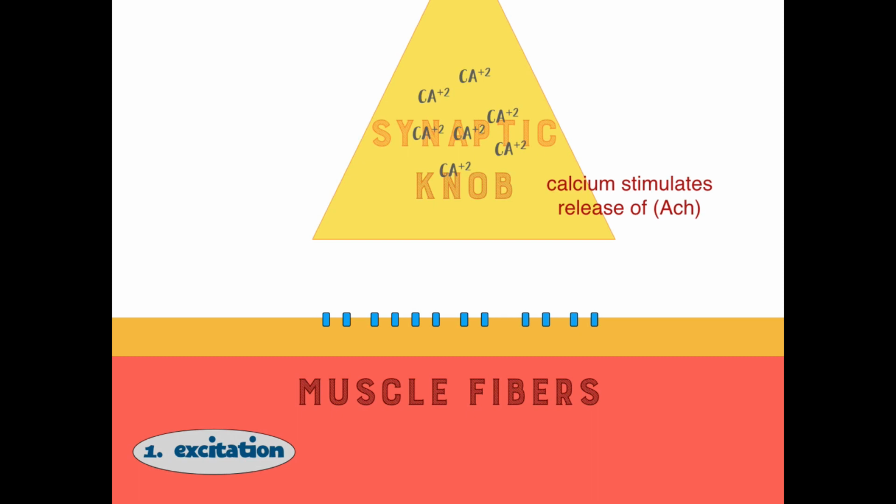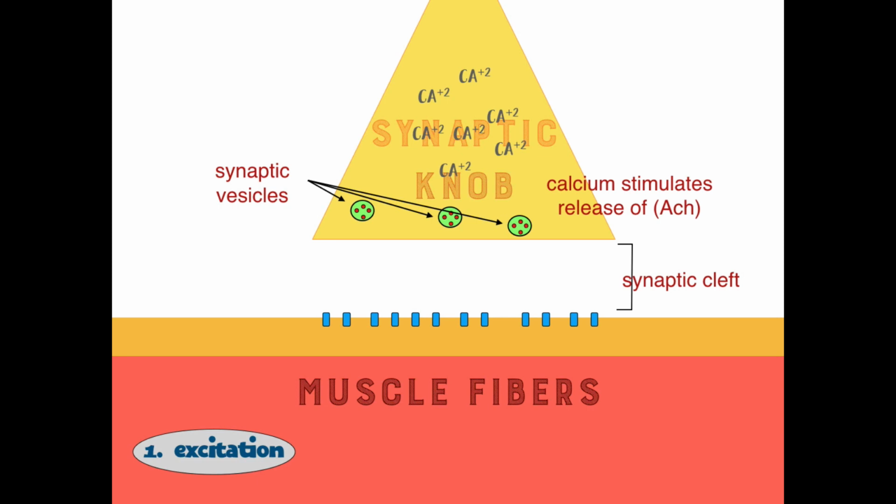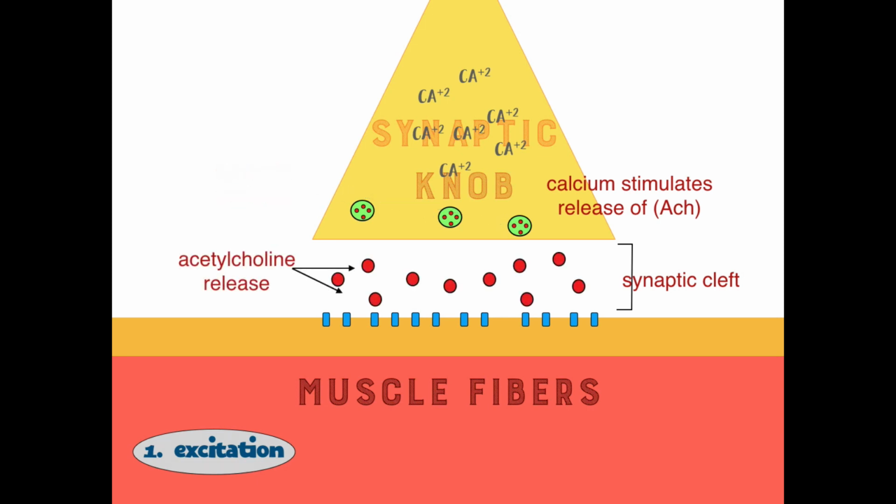So the nerve signal reaches the synaptic knob, calcium goes inside, and those calcium ions stimulate acetylcholine. This is a neurotransmitter, the molecule that makes the connection between the nervous system and the muscular system. These acetylcholines are in synaptic vesicles, a little protective case, if you will, in the synaptic knob. When the calcium goes in, it initiates the acetylcholine to be released. So the acetylcholine is now inside the synaptic cleft, and it's about to make contact with the muscle fibers.